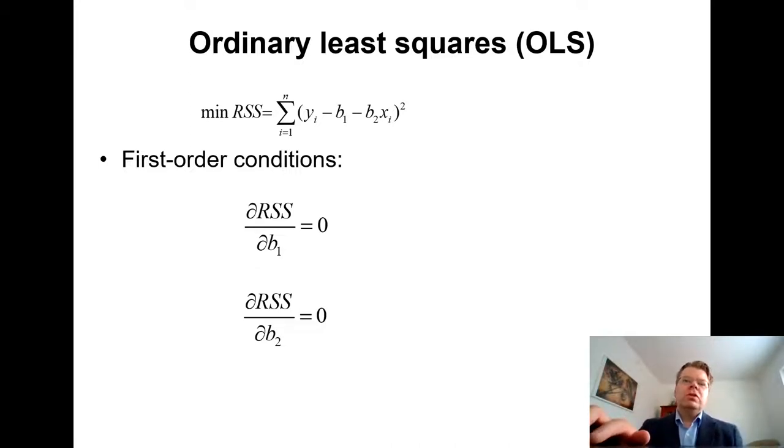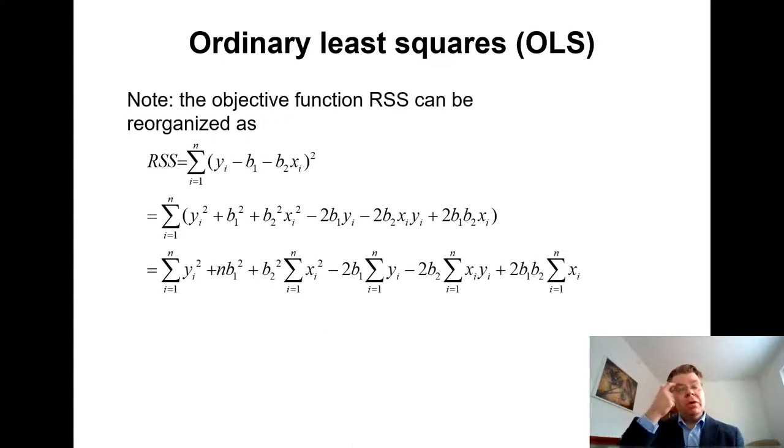So before going to the first order conditions, I also want to reorganize the objective function a little bit. This will look a little bit scary at first, but it will actually make this differentiation much easier. I want to write out the squared value of this residual. So in the first line, we have expressed this objective function as before, but then I just take the squared value of yi minus b1 minus b2 times xi. So then we have, for example, yi to power 2, then we need to raise b1 to power 2, and so on and so on.